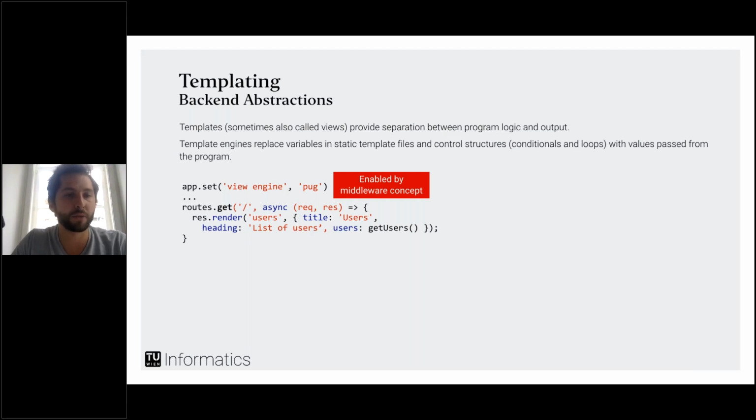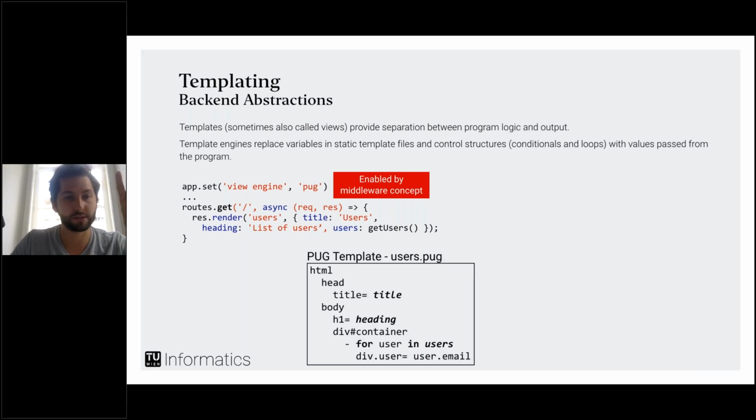Now, if you look at the route here, the method that facilitates this templating is called render. In render, the first parameter is the template. So if I say users here, then it will go to my template folder and get the users.pug template. And this is what it looks like. It's just a stripped down version of HTML. Not a big fan of it, but I wanted to show you that these also exist.